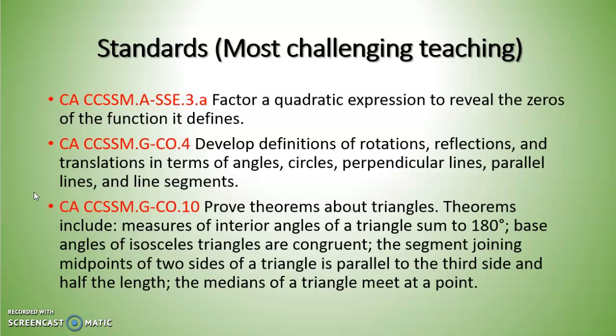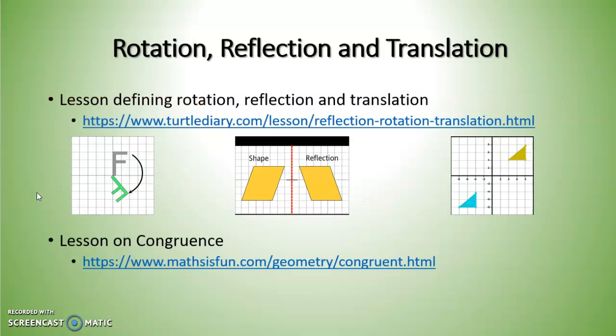The third one would be proving theorems about triangles. There are numerous properties involved in the geometry of triangles, and to get from a question to proving it true, there's more than one way to get to the end result, and I think that will create issues with some students in comprehending that. I found two lessons online that identify instruction for rotation, reflection, and translation, and those are listed here.